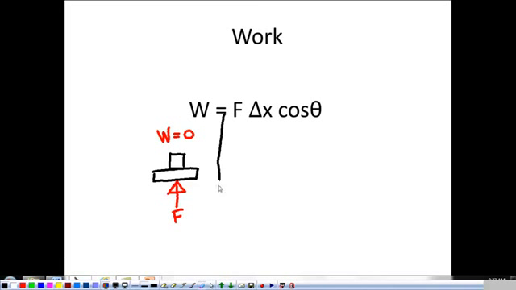Now, let's say you hold your book and you move it. You walk across the room. But even though your delta x is that way, your force is straight up. These two things are not in the same direction. This force is not accomplishing this delta x. So that force does 0 work.